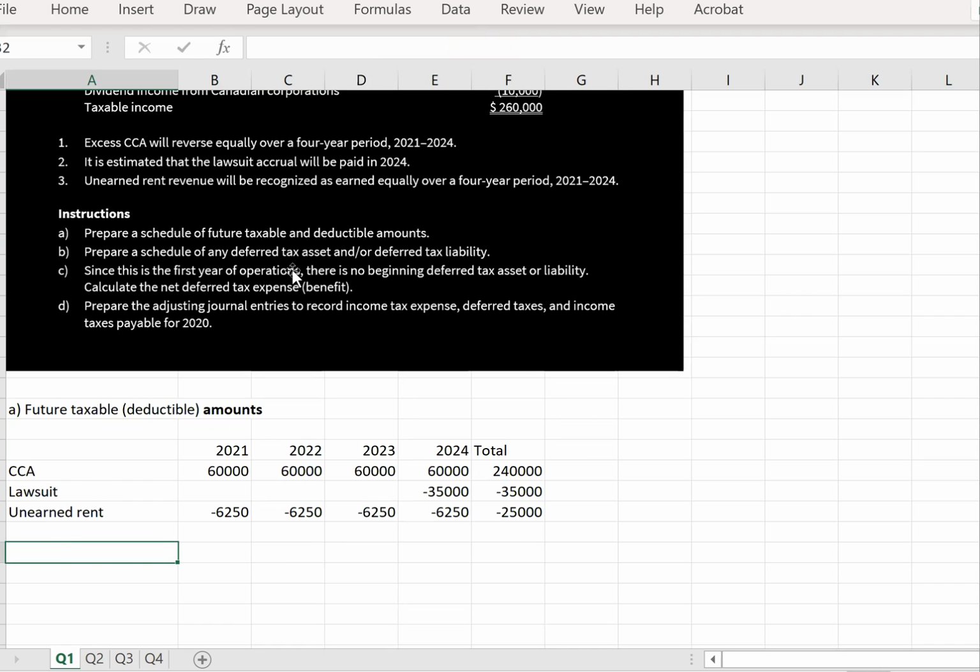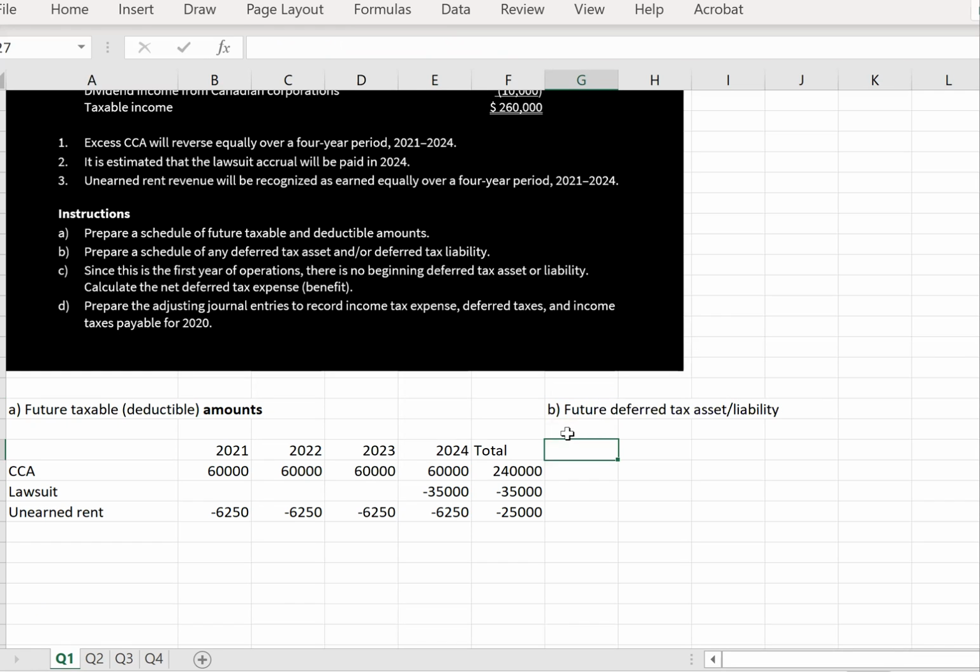So B says prepare a schedule of any deferred tax asset and or deferred tax liability. So here we're going to have deferred tax assets or liability. So here, these again are the same reversible differences. And now all that I'm going to do is apply the tax rate to these differences. So essentially I could really do B right up here because I'm taking these amounts. Maybe that would be clearer. So let's put B right here: future taxable, deferred tax asset or liability.